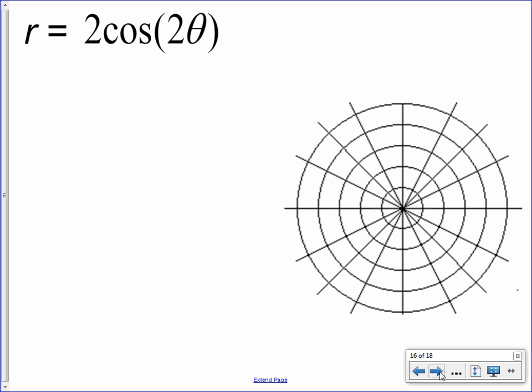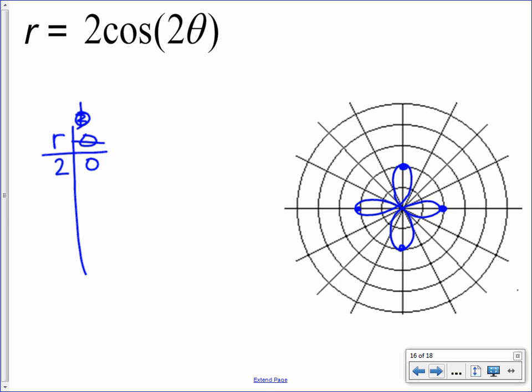4 petals of length 2. So we would begin when theta is 0, and that would give us an R value of 2. There are 4 petals, so we know they have to be how far apart? Count how many times you go through the pole. 1, 2, 3, 4. So we would have 4 zeros.